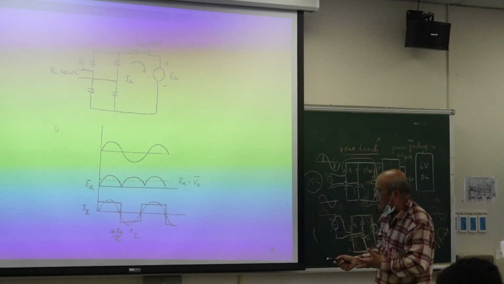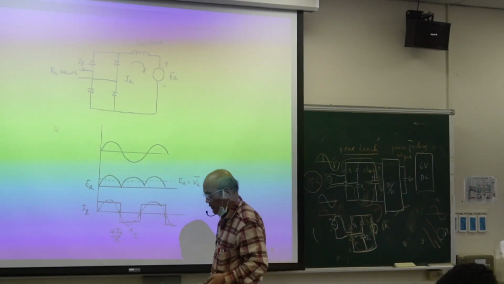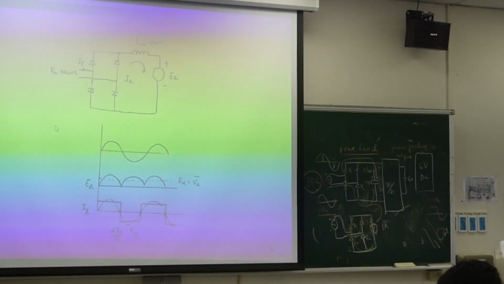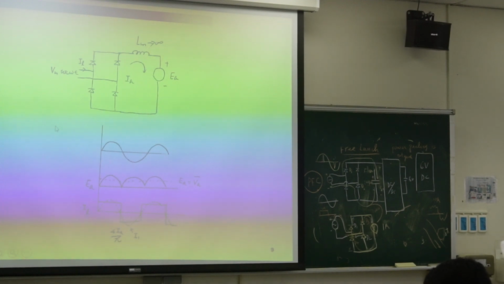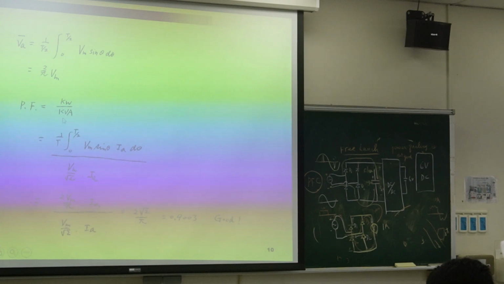So what is your power factor? So we can calculate the power factor. And what is your phase? The phase is perfect, 0, 0. So the phase shift is 0. Cosine 0 is 1. So what is the power factor? The power factor is distortion factor multiplied by displacement factor. So distortion multiplied by displacement.